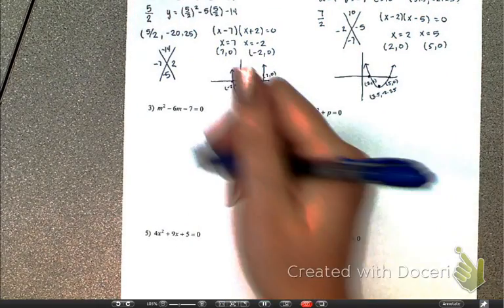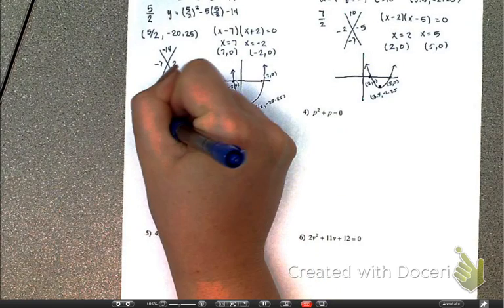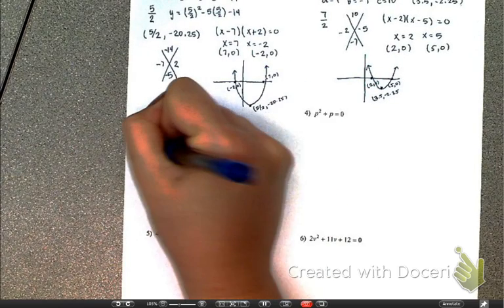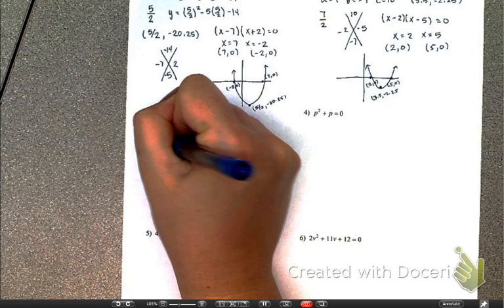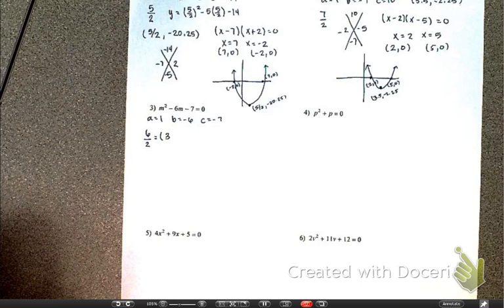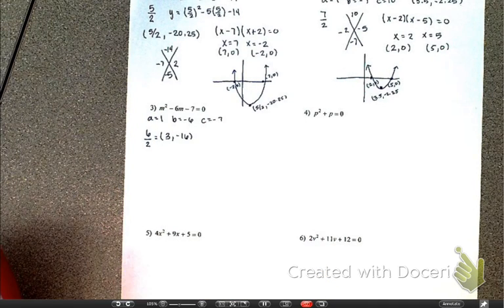Number 3. Oh, this one works out nicer. So B is already negative, right? A is 1, B is negative 6, C is negative 7. So it becomes 6 over 2 times 1, which is just 2. The x value of my vertex is 3. So if you plug that one in, 3 squared is 9. Negative 6 times 3 is negative 18. Minus that 7, you should have gotten 3, negative 16 as your point. Okay, so everyone should have been able to do number 3.